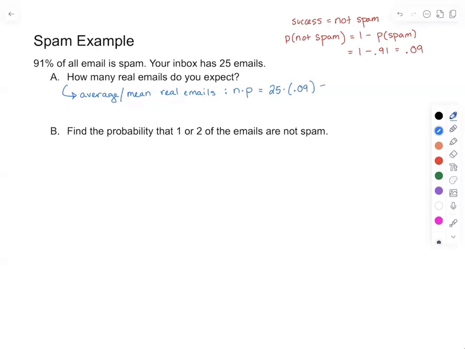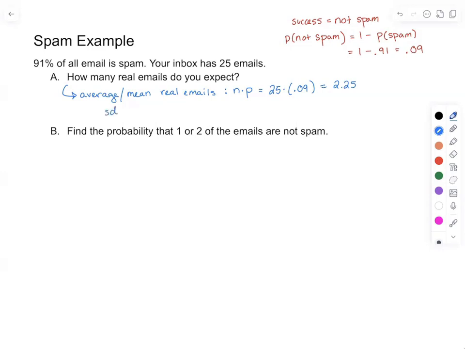And this ends up being 2.25. So I'm expecting somewhere between 2 and 3 of my emails to be real emails. Okay, maybe a little closer to 2 than to 3. That's what I'm expecting. Now, we can also figure out, this is something that's less used, but it's nice to talk about, the standard deviation of how many of these emails are not spam.